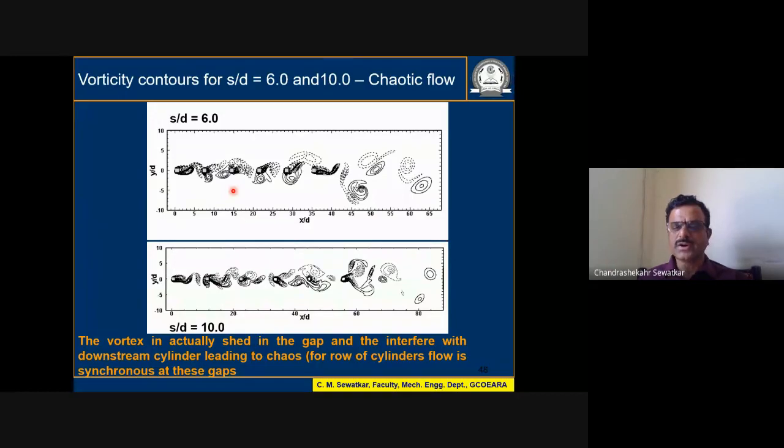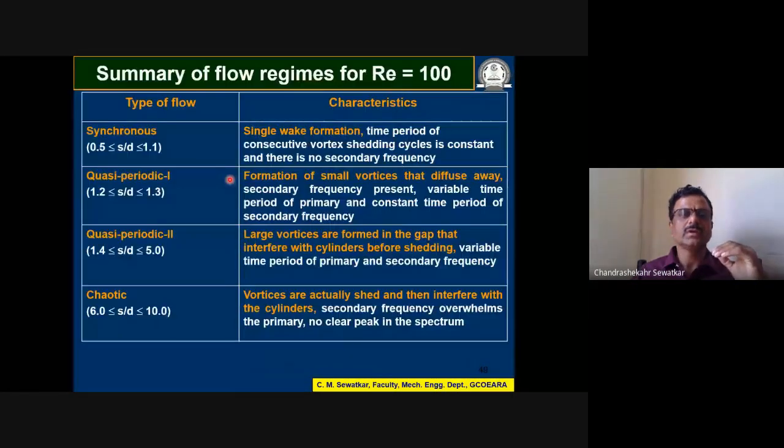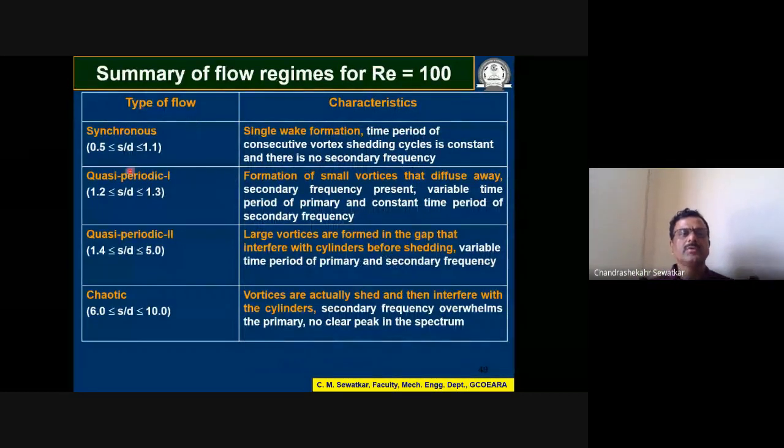For a row of cylinders, flow is synchronous at these gap ratios. So if S by D is 6, flow is synchronous if the cylinders are kept in a vertical row. However, in the inline horizontal cylinders, it is chaotic. It's exactly reverse. Type of flow and the ranges are shown here. This is a summary of flow regimes at R equal to 100 for the inline cylinder case.